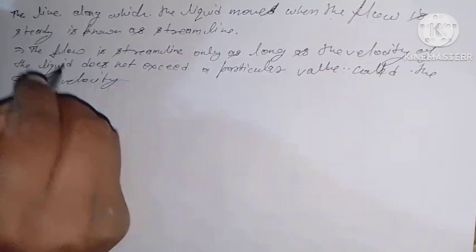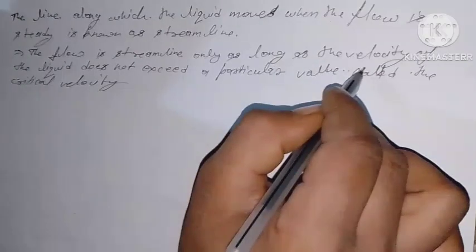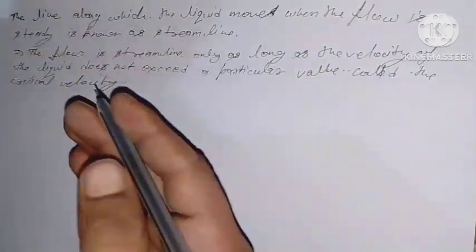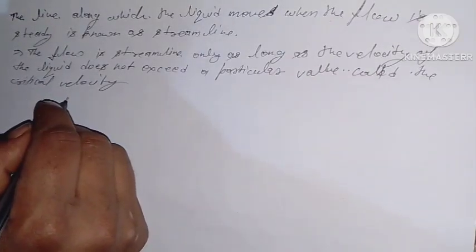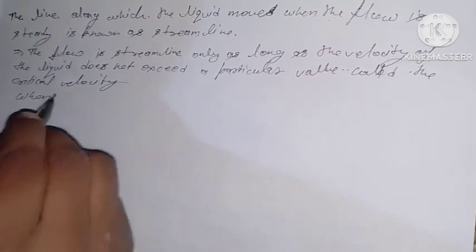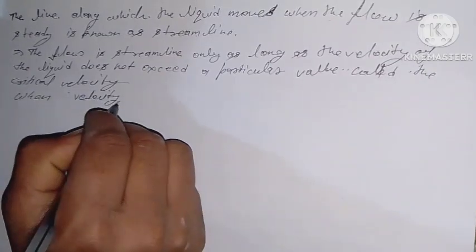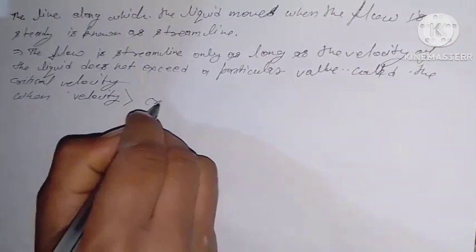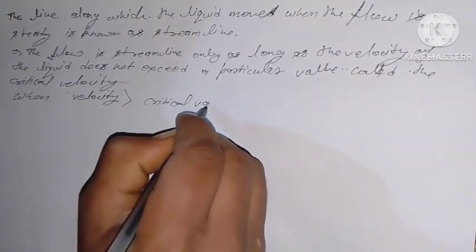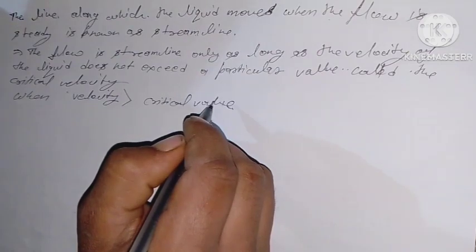Critical velocity. The flow is streamlined only as long as the velocity of the liquid does not exceed a particular value called the critical velocity. When the velocity is greater than the critical value, the flow of the liquid does not remain steady but becomes turbulent.